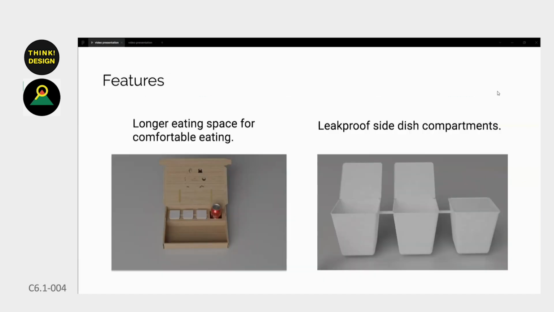It has a longer eating space for comfortable eating, so that when they're eating it inside a car, it reduces the spilling. It has leak-proof side dish compartments, which are made of a different material, so that it doesn't spill onto the cardboard or the main dish.